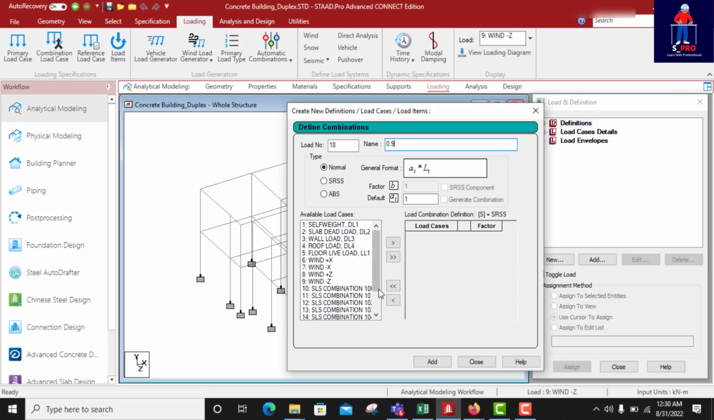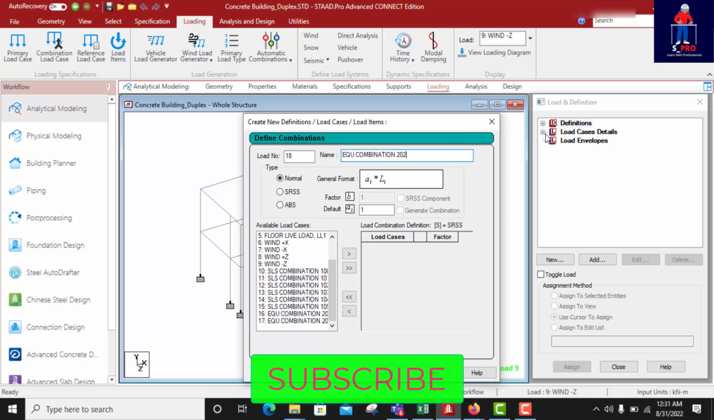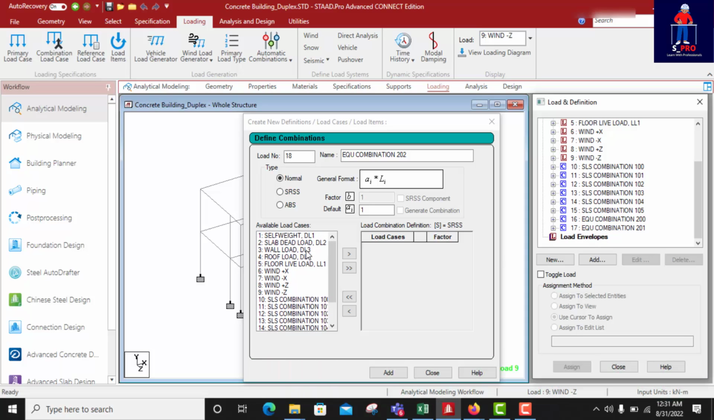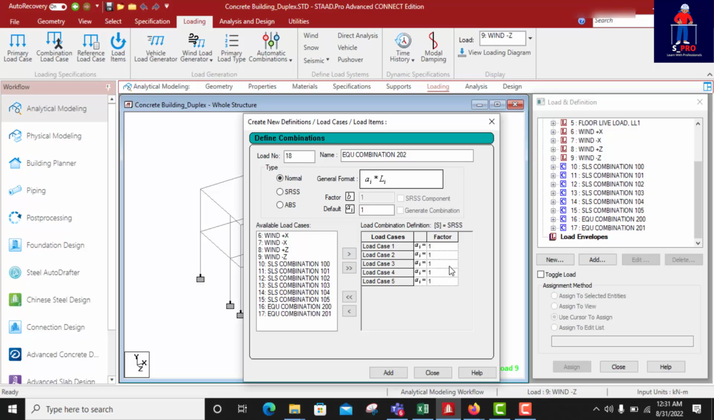Okay, need to copy again. 202 equal to 0.9.